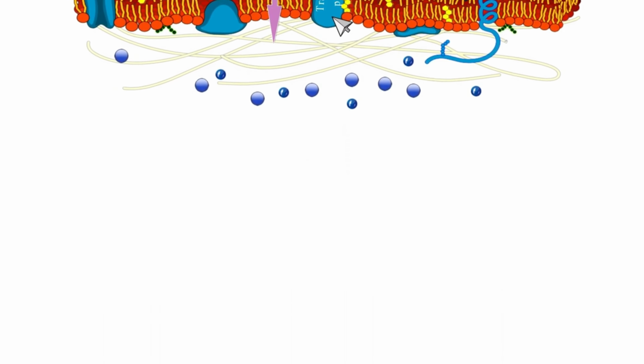Here are more details on facilitated diffusion. Two kinds of transport proteins are involved in facilitated diffusion: channel proteins and carrier proteins. Let's first talk about channel proteins.